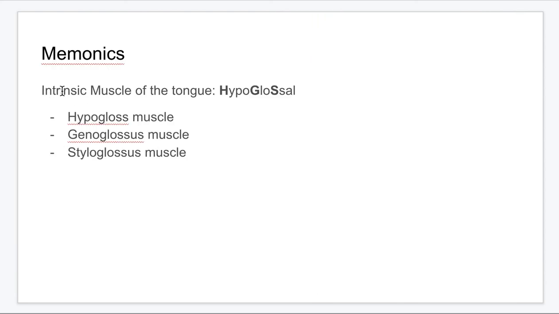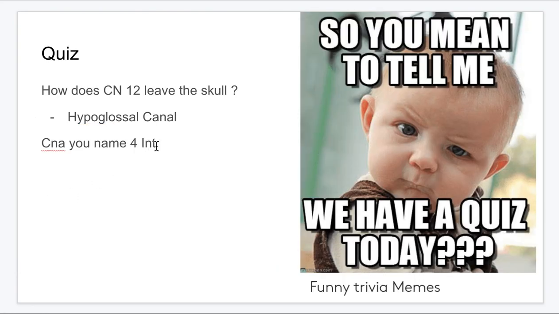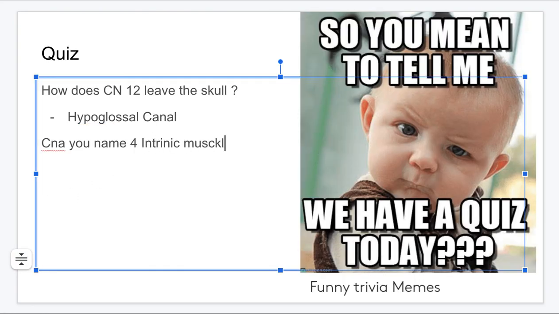By the way, this mnemonic was for the extrinsic muscles of the tongue. Can you name 4 intrinsic muscles of the tongue? Sure, why not? Superficial longitudinal muscle, inferior longitudinal muscle, transverse muscle, and vertical muscle.